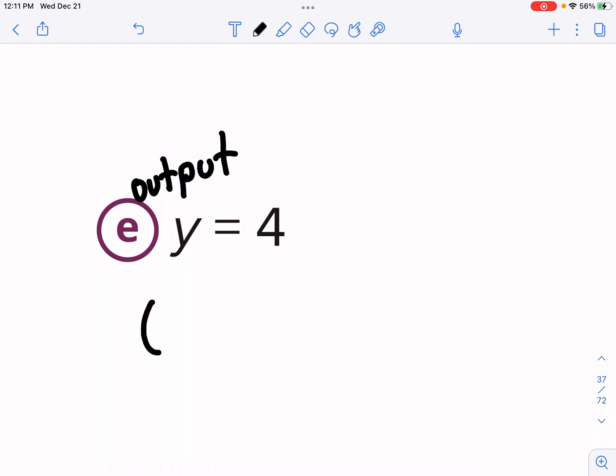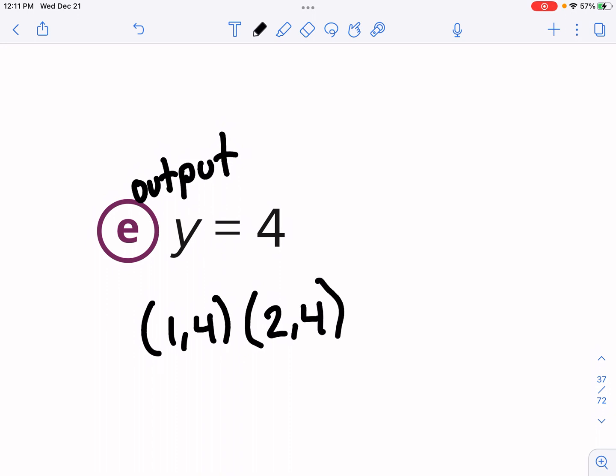So, let's say I plug in a 1. There's no place for me to plug a 1 at all, but I know that the output is going to be 4. Okay. Let's say I plug in a 2. There's no place for me to plug in this 2. I know that the output's going to be 4. And last, I plug in a 3, same output of 4.